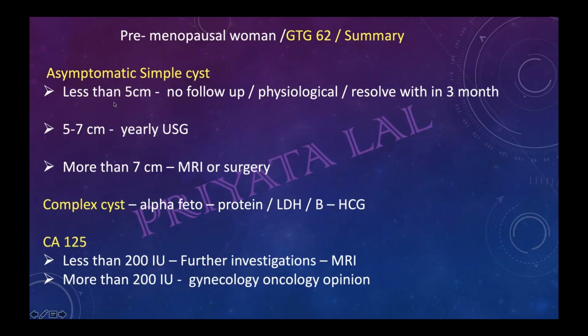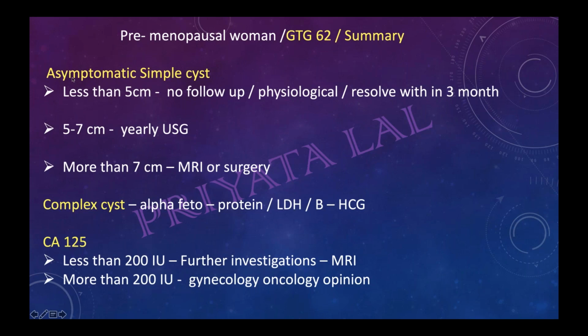So this is the summary. This is for the premenopausal woman. If asymptomatic simple cyst, less than 5 centimeter, we will not do anything, no follow-up, reassurance, because it is physiological and resolves in 3 months time.